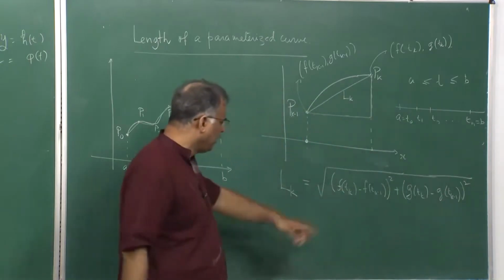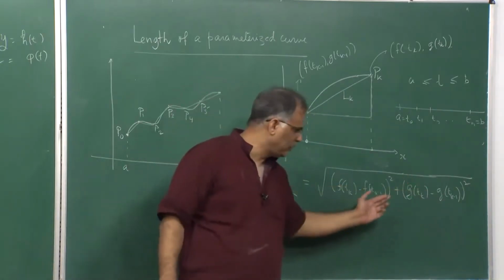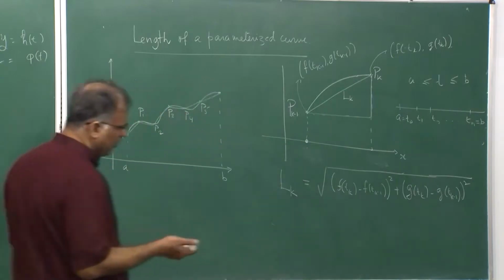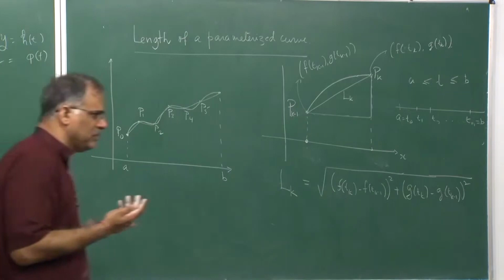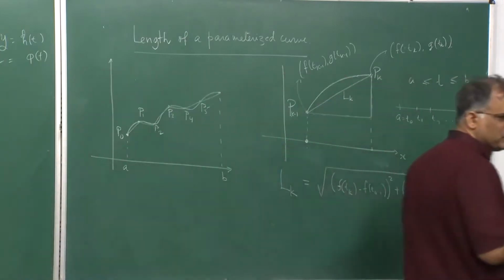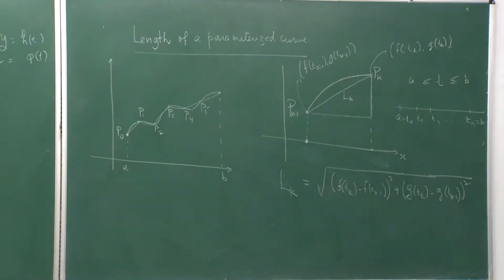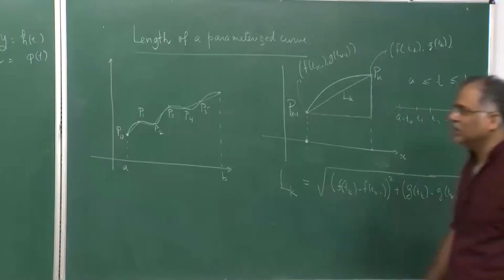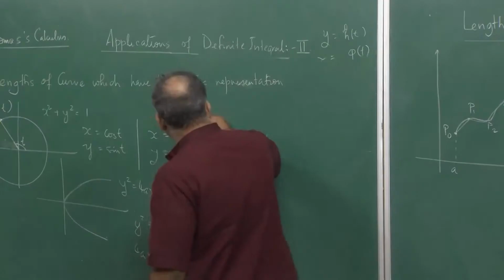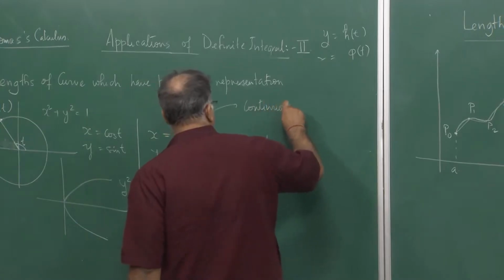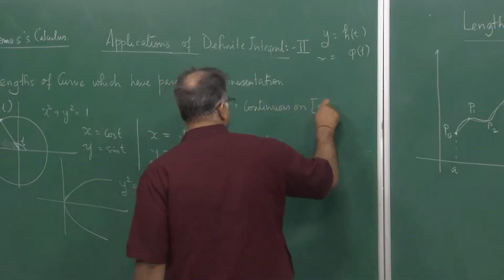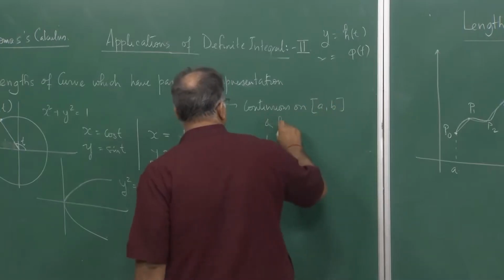Now, apply the mean value theorem to each of them, f(t_k) minus f(t_{k-1}) and g(t_k) minus g(t_{k-1}), assuming that f and g are nice functions. So, assume that f and g have continuous derivatives in the interior of [a, b], that is, assume continuity on [a, b] and derivatives on (a, b).